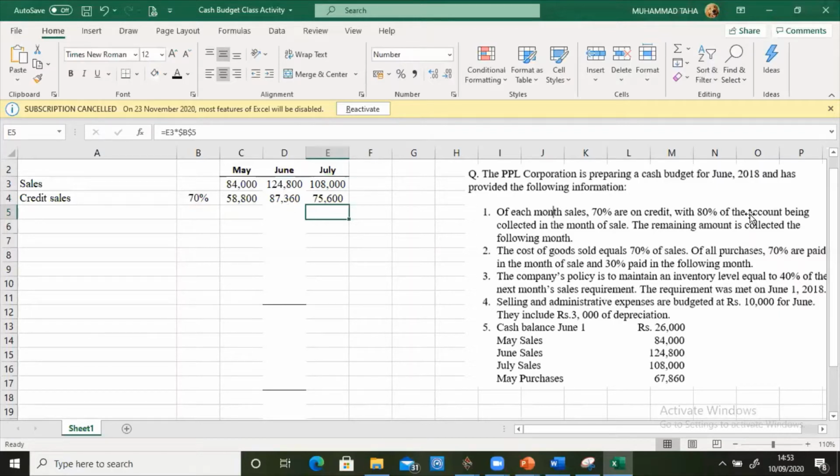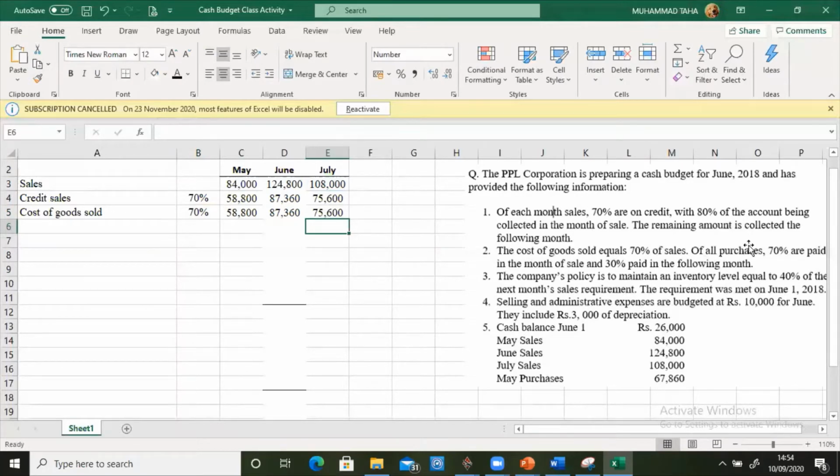Now, 80% of the credit sales is collected in the month of sale, and the remaining amount is collected in the following month. We will come to this later on. First, we're just trying to gather all of the information. Now, the cost of goods sold equals 70% of sales. So 70% of the sales amount is your cost of goods sold, and we have multiplied each of these accordingly.